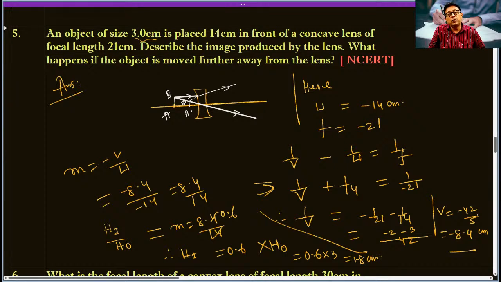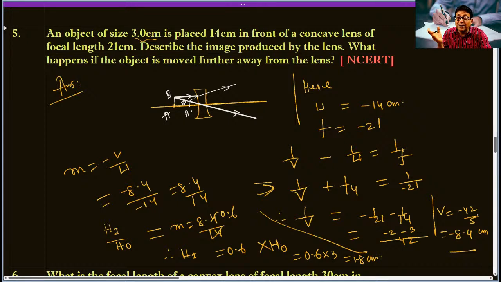What happens if the object moves further away from the lens? If the object is moved further away from the lens, then what will happen? Taking it away from the lens, the size of the image you have to explain. All those positions you have studied, so you do accordingly. If the object is moved further away from the lens, the size of the image will be more or less. That you have to explain, nothing else.